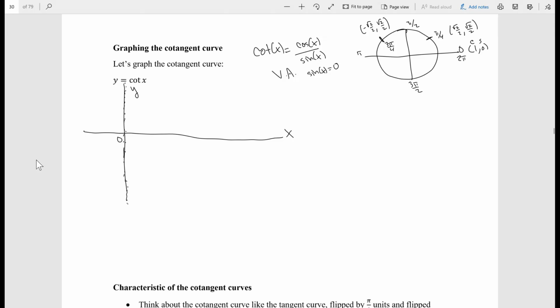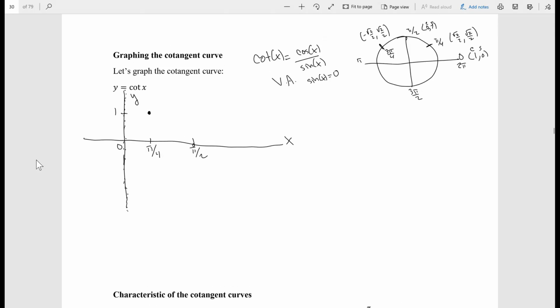Next, let's look at the pi over 4. We know that at pi over 4, we're going to have square root of 2 over 2 divided by square root of 2 over 2. That's going to give me a 1. So we have a 1 there. Then at pi over 2, we have the point 0, 1. So the cosine divided by the sine is going to give me a 0. And then finally, we're going to have this 3 pi over 4, which is going to give me a negative 1. So that one's going to go here. And then when we go to pi, you're going to have negative 1 over 0. So at pi, you're going to have another vertical asymptote.